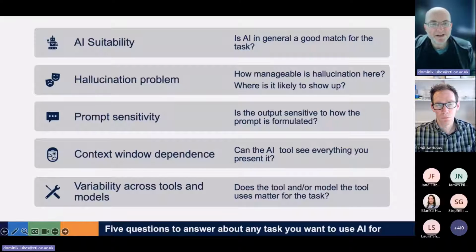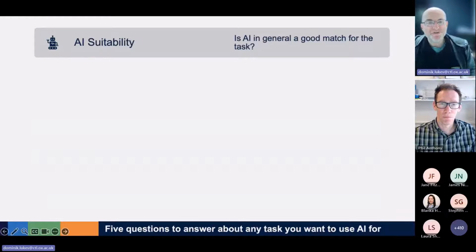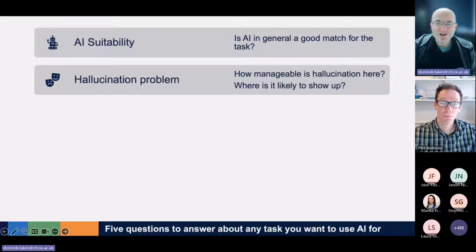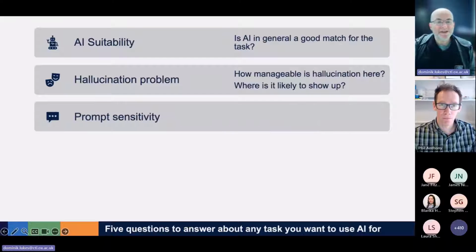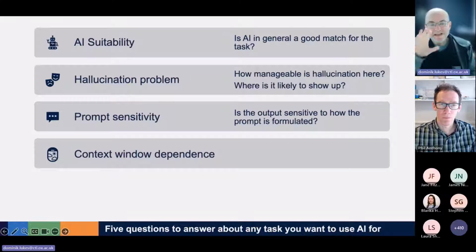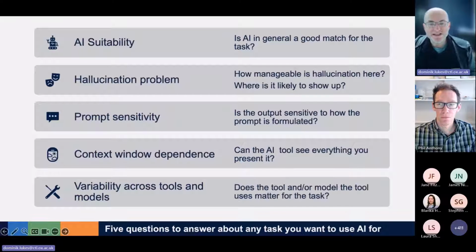The first one is AI suitability. Is it AI suitable in general? Is it a good match for the task? Second, how much of a problem is hallucination? Is it manageable? Where is it likely to show up? Then, how sensitive is it to the prompt? Is it important how it is formulated? Next, is it dependent on the context window? Can the AI actually see everything we presented for the task? And finally, how important is it that we choose a particular tool? Is any tool good at this, or is there one that's better?